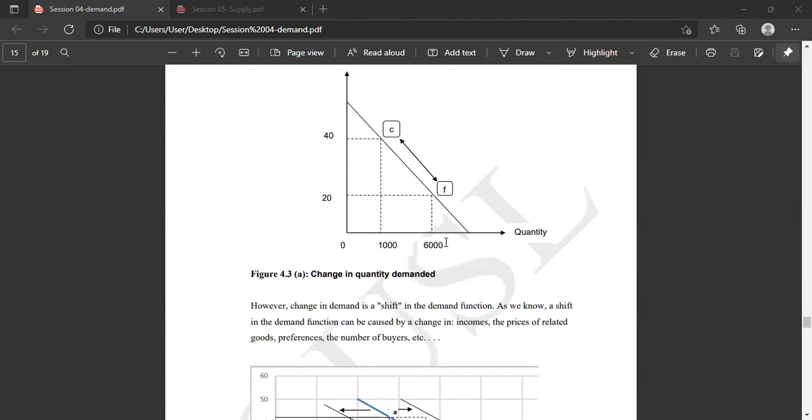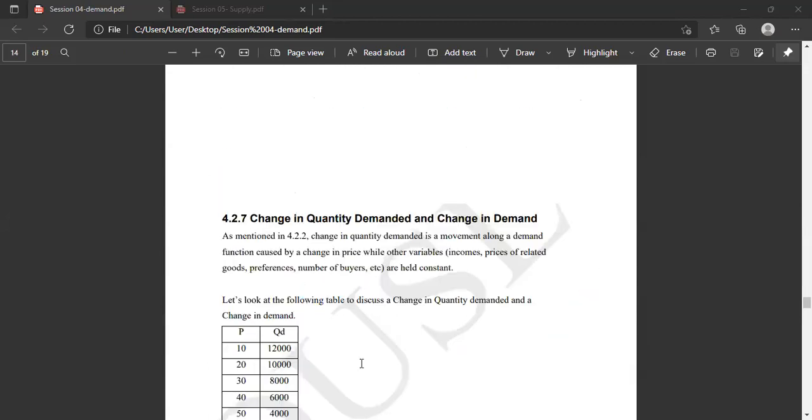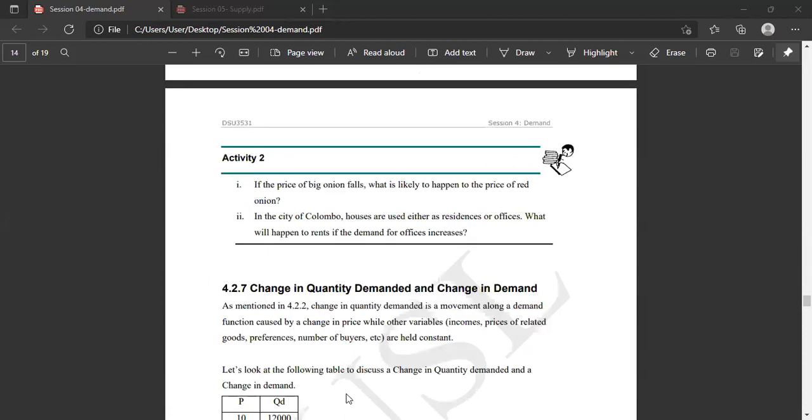First of all, I'll give a small note for this change in quantity demanded and change in demand. After that, you can refer to this note and you will easily understand. So please write down this note. Otherwise, I will write it down and you can take a screenshot. Okay.